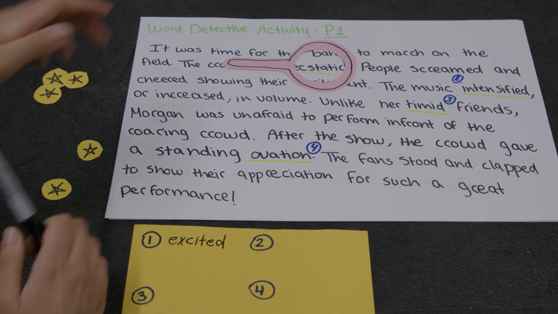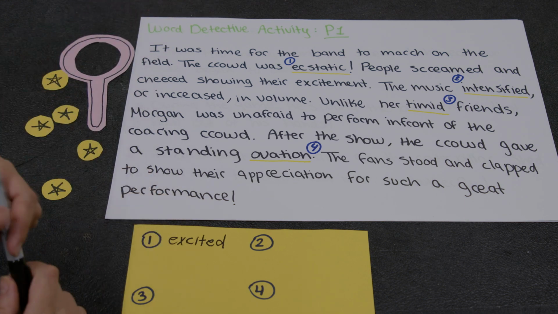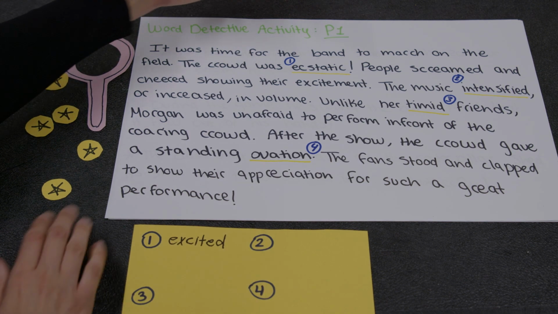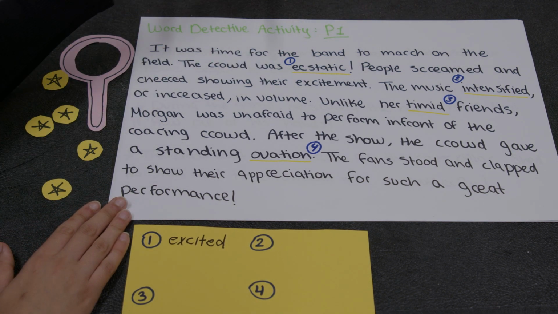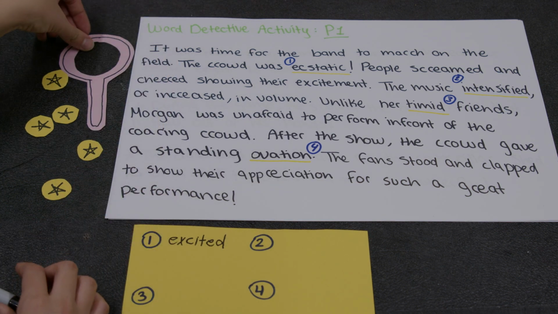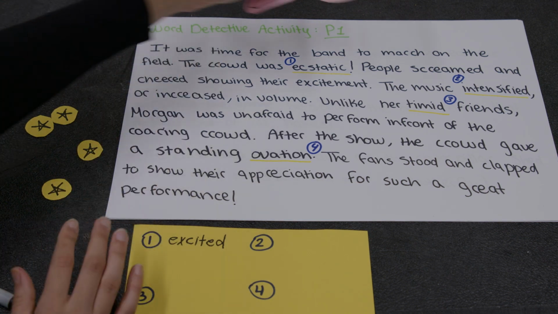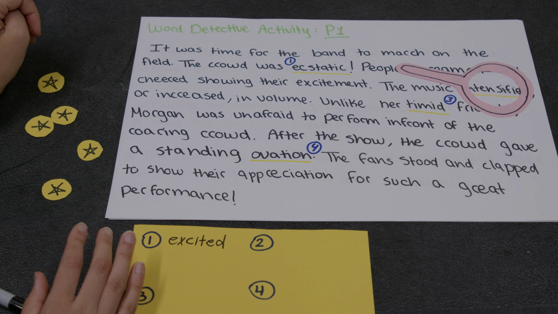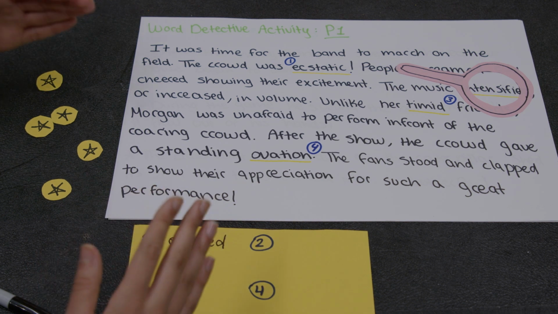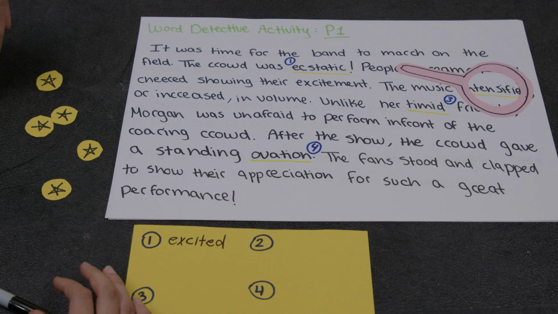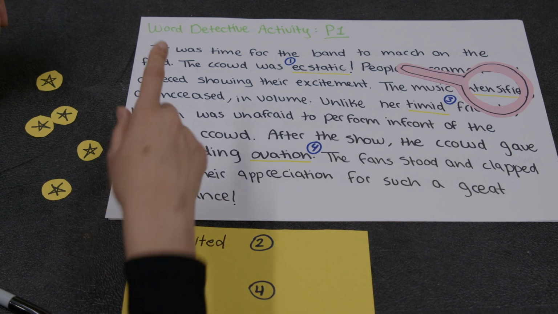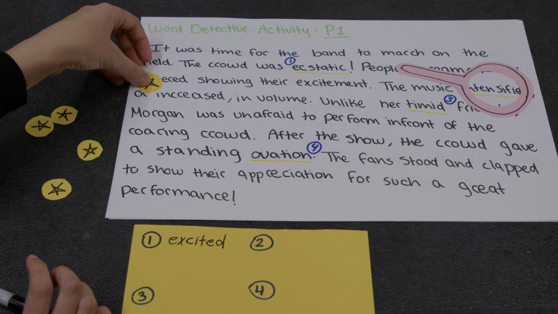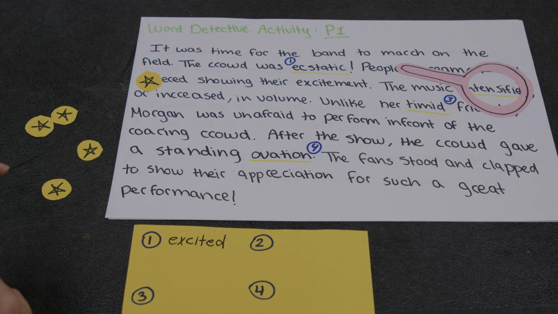Let's keep reading on. The music intensified or increased in volume. Perfect. So now we have our second word that we don't understand, and it's the word intensified. So what context clues could we use to understand what that word means? So let's put our magnifying glass on the word intensified so we know that we're looking for that word's meaning. Next, we can see that this is an example of one of the author's context clues, and it's the example of a synonym. So the word increased is also a synonym for the word intensified. So this is one of our clues. So what does the meaning of the word increase mean?